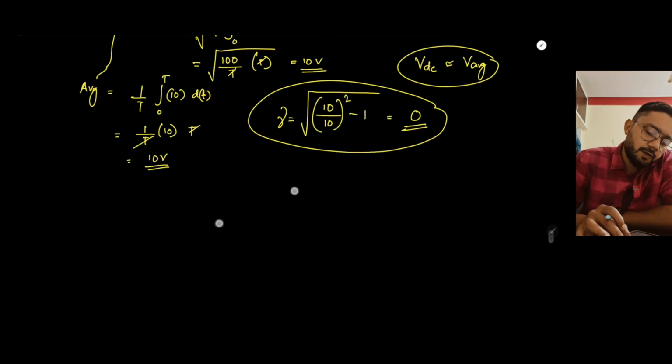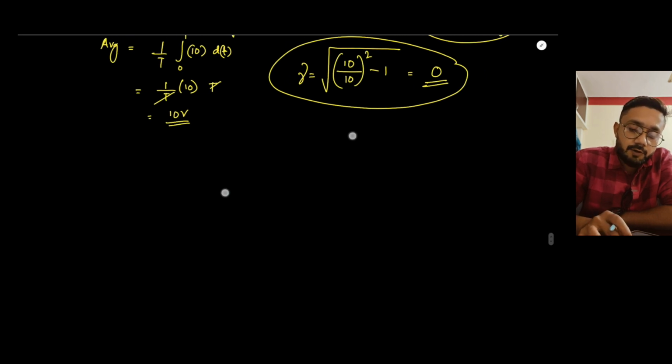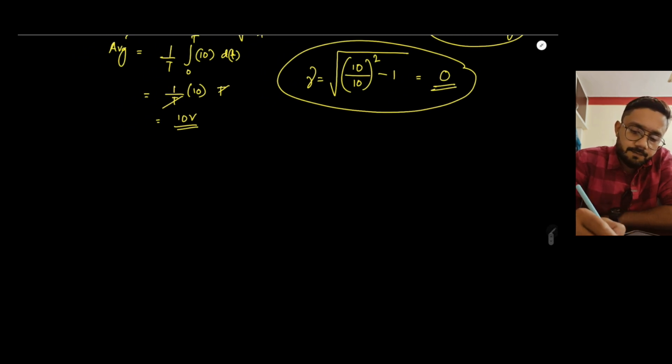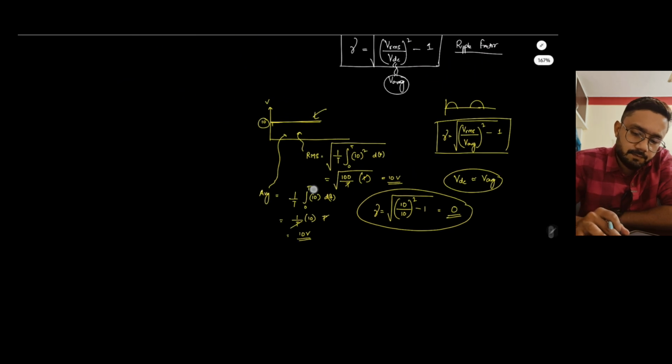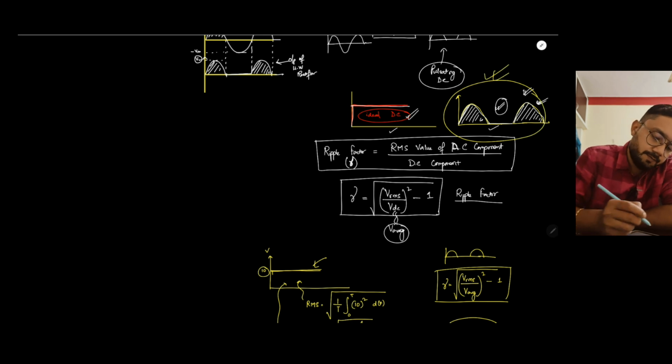Now let's check the ripple factor of the half wave rectifier output. So basically, let's find the ripple factor for this waveform.